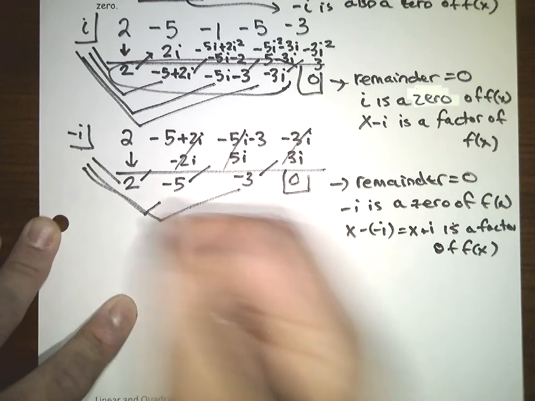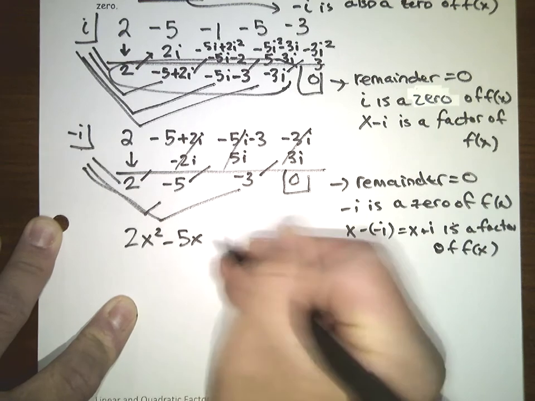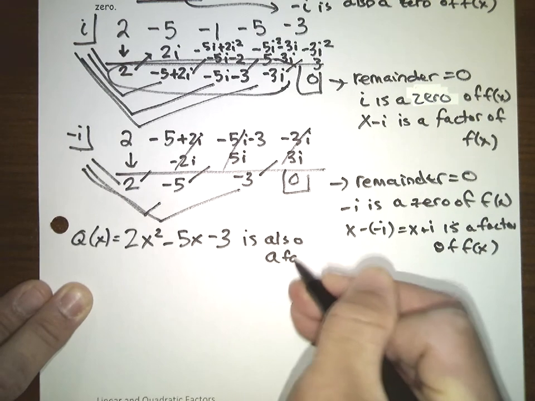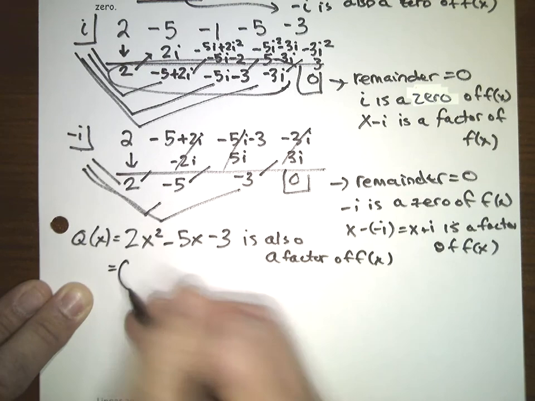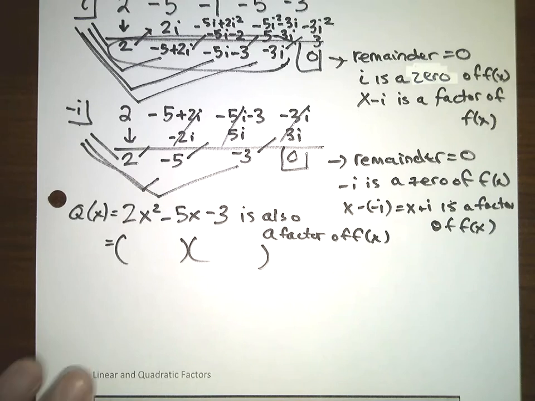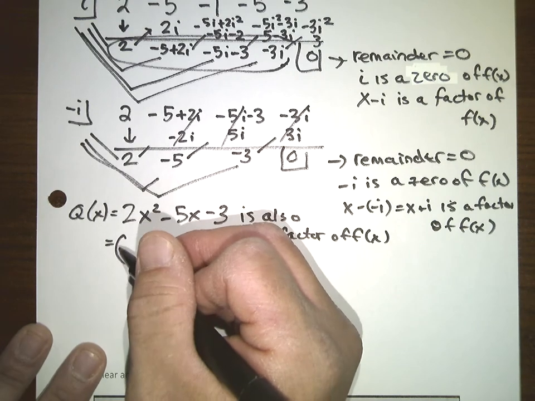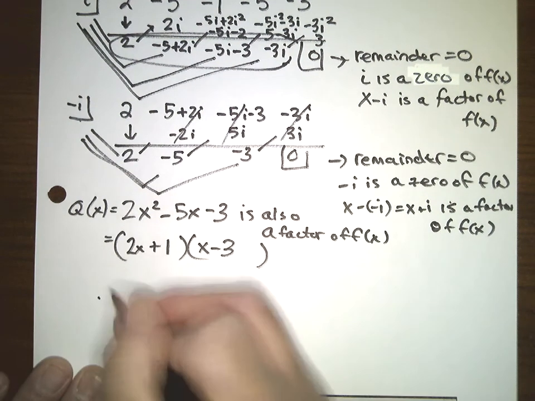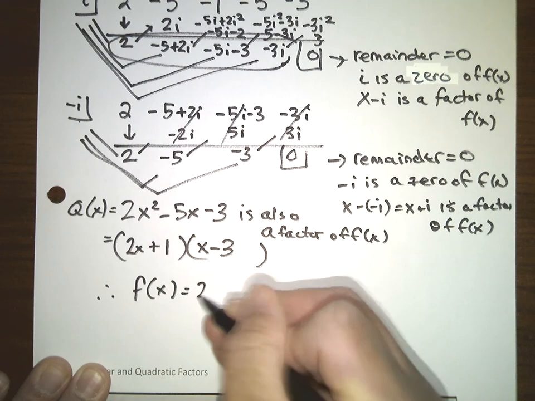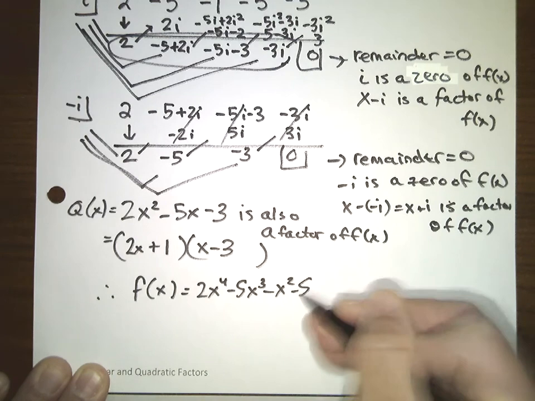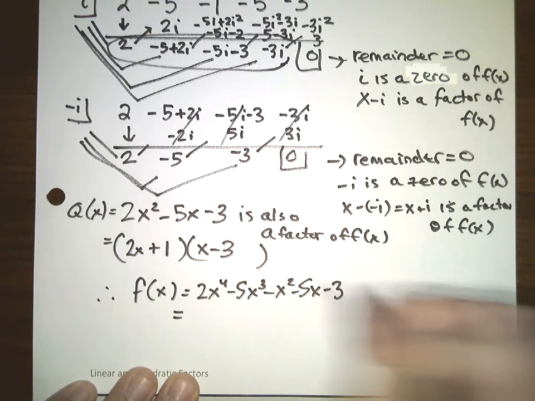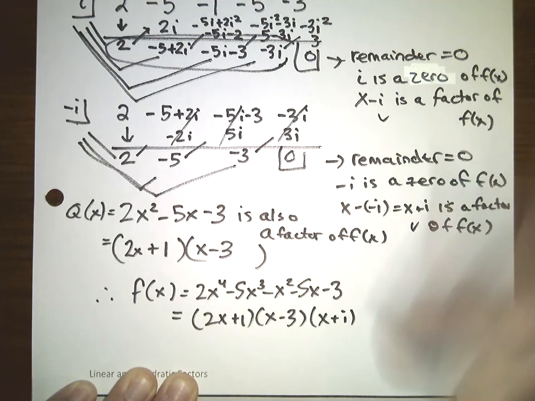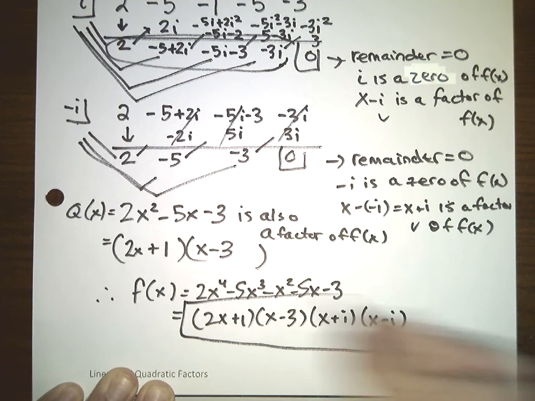So all this means then is that 2x squared minus 5x minus 3, this quotient here, is also a factor of f of x. This one I can factor however you want to, but if you want to draw the graph and guess the zeros and use synthetic division, you can. I can see it's (2x plus 1)(x minus 3). So therefore the original f of x, 2x to the fourth minus 5x to the third minus x squared minus 5x minus 3, will be the two factors, (2x plus 1)(x minus 3), times (x plus i) times (x minus i). So that's it. This is completely factoring this.